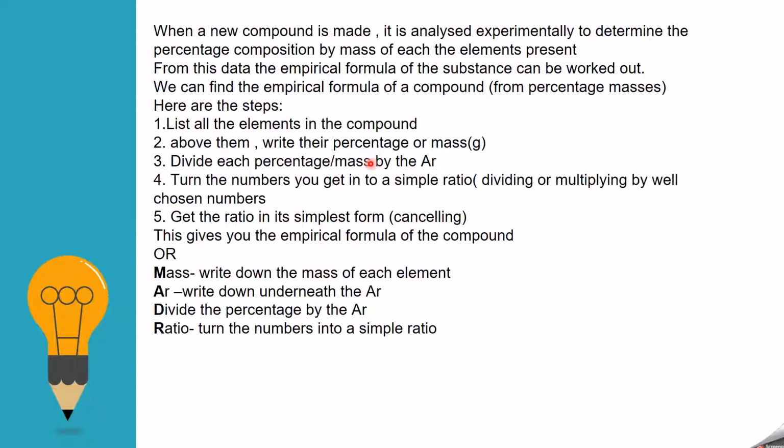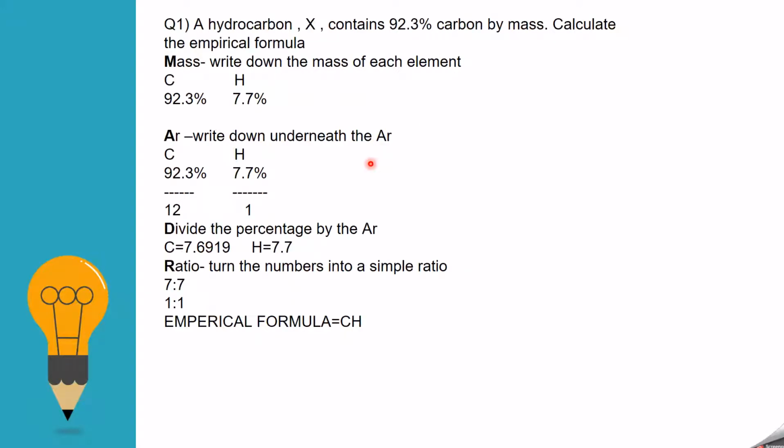So M stands for mass, so you write down the mass of each element. A stands for AR, so you write down underneath the AR. D stands for divide, so you divide the percentage by the AR. And R stands for ratio, so you turn the numbers into a simple ratio. Now that may seem slightly better than the first instruction given, but we'll try some questions and soon you'll get the gist of it. So question 1.